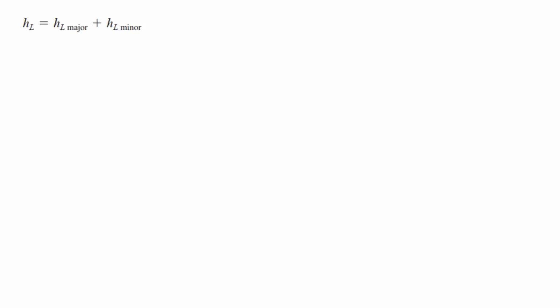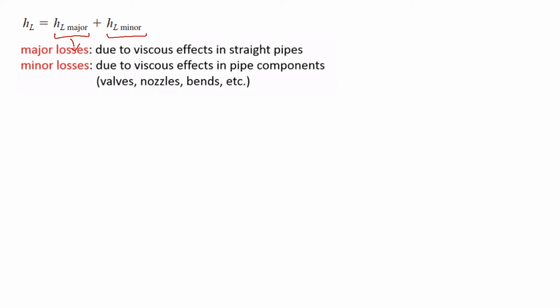The overall head loss is equal to the major head loss plus the minor head losses. In this lecture we will be deriving an equation for the major head losses. And what are the major head losses? Major head losses are due to the viscous effects in the straight pipes. These are the losses that occur inside the pipes.